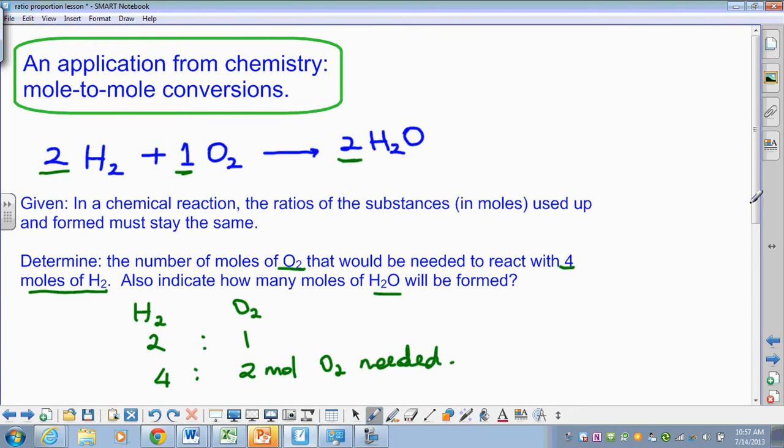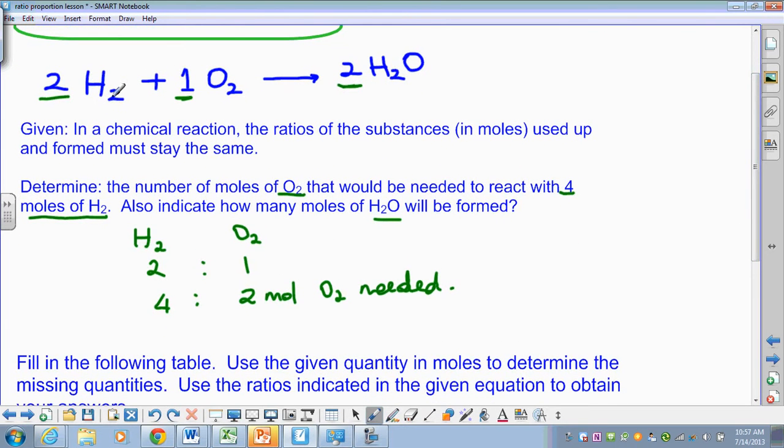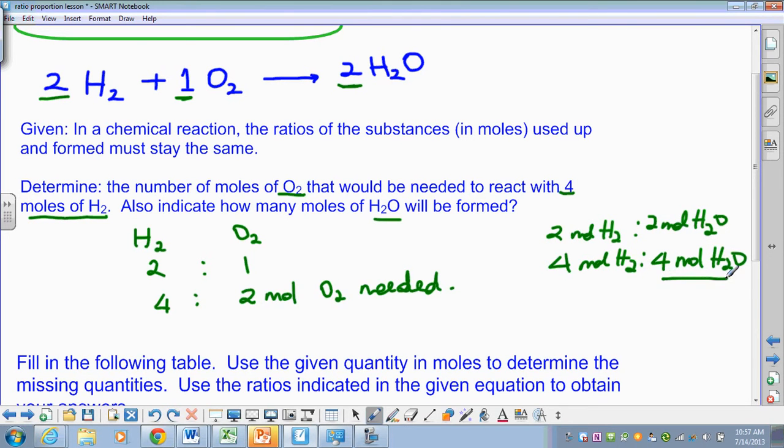Okay, and the question also asks how many moles of H2O, or water, are formed. We were given hydrogen, so 2 moles of hydrogen will produce 2 moles of water. So the ratio there was 2 moles of H2 produces 2 moles of H2O. Here we are given 4 moles of H2. As you can see, it has to be exactly the same based on the given proportions. So it'll be 4 moles of H2O. That is the answer for how many moles of H2O will be formed, and that is the answer for how many moles of oxygen will be needed.